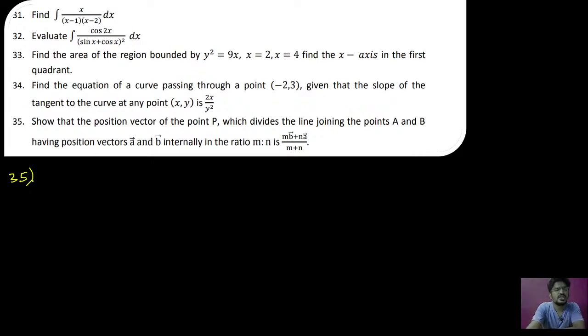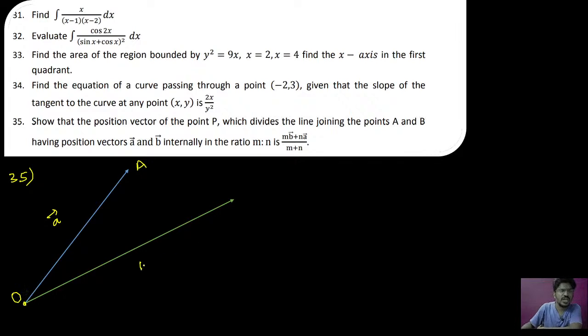Okay. So in problem number 35, show that the position vector of the point P which divides the line joining AB, having the position vectors A and B, internally in the ratio m is to n is m vector B plus n vector A divided by m plus n. So for that, first I will take two vectors. This is the vector A, which is the position vector of point A, and I will take this as origin. Next we have vector B, that is position vector B of point B.